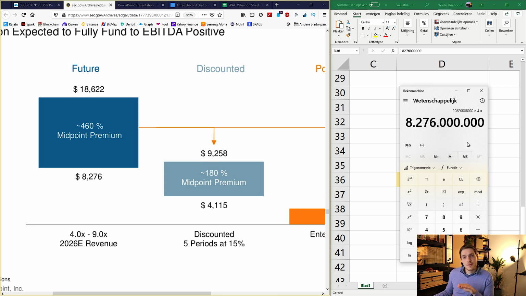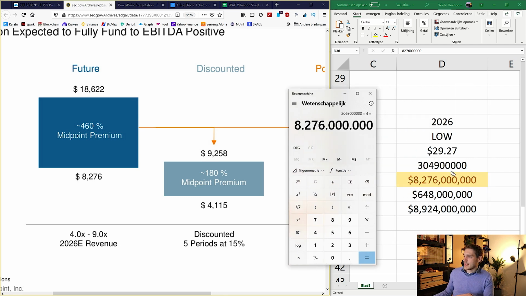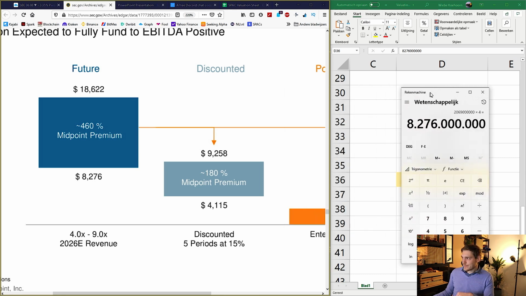That is the low future enterprise valuation for ChargePoint, which is the number in the calculator, the number in the investor presentation, and it's also the number that I just entered in the Excel sheet as well. So that is the low one.